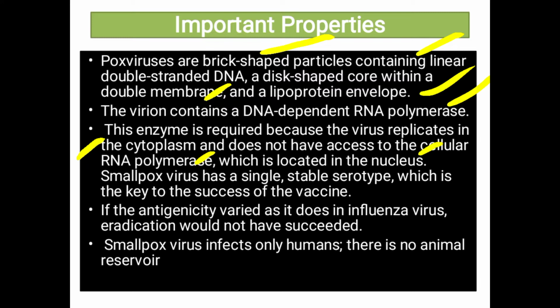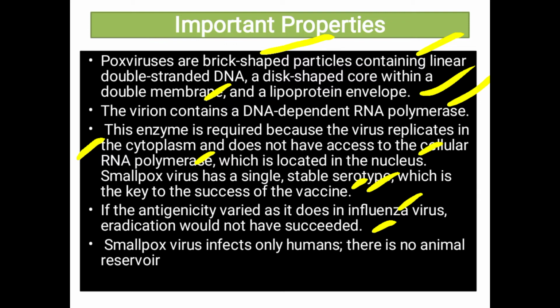Smallpox virus is a single stable serotype. Among the poxviruses, smallpox virus has a single serotype. And what does it mean? It is the key to the success of the vaccine. You can make a vaccine against smallpox virus because if the antigenicity varied, as it does in influenza virus, eradication would not have succeeded. But it is a single serotype. That is why a vaccine can be made against smallpox virus, and this is the reason that smallpox virus is now eradicated mostly from the earth.